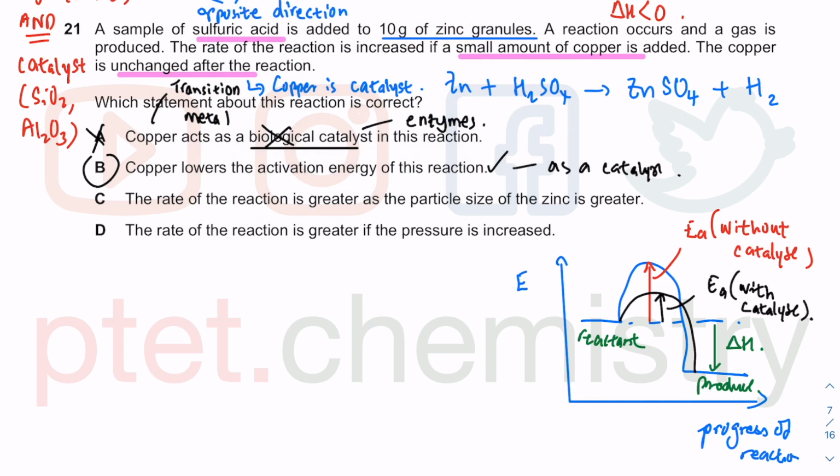So the rate of the reaction is greater as the particle size is greater. It becomes smaller because as it reacts, it will get smaller and smaller. The rate of reaction is greater as pressure is increased. It's irrelevant because your reactants are not gases. So even if you increase your pressure, it's not going to affect the sulfuric acid, which is an aqueous solution, as well as your zinc granule, which is a solid and not a gas. So C and D are not going to be much relevant.